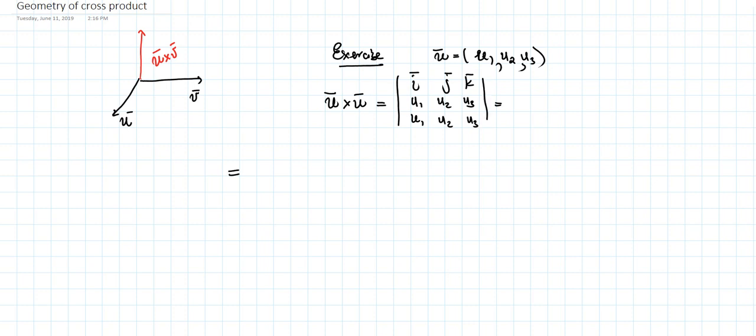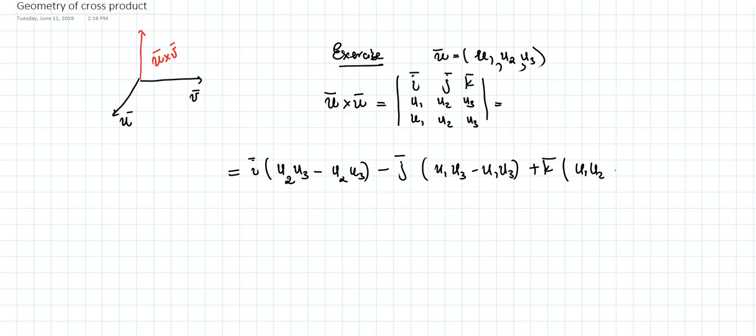Okay, so if I find the determinant of this three-dimensional matrix, it's going to be i multiplied by (u2u3 minus u2u3), minus j multiplied by (u1u3 minus u1u3), plus k multiplied by (u1u2 minus u1u2). So all three components are going to be equal to 0. This is not a constant 0. This is going to be a vector whose components are 0, 0, and 0. It means that this is going to be a zero vector, right?